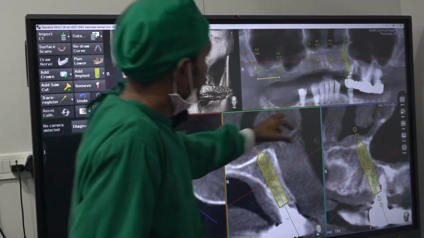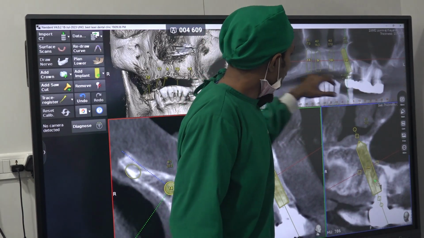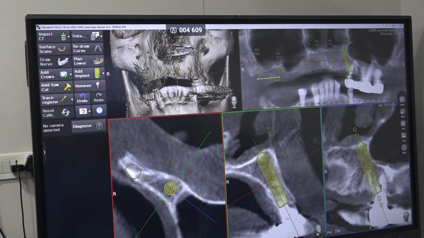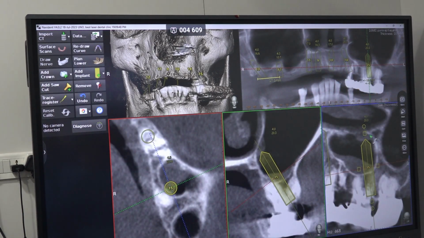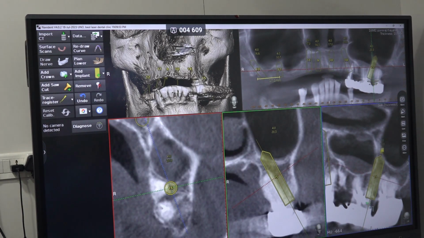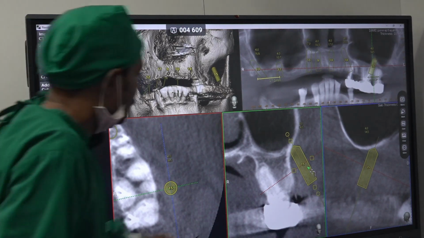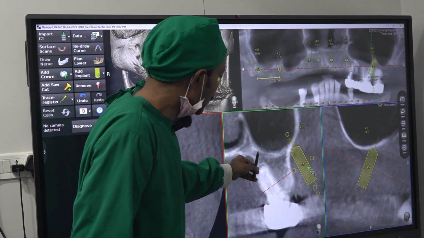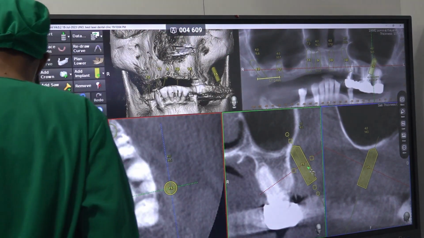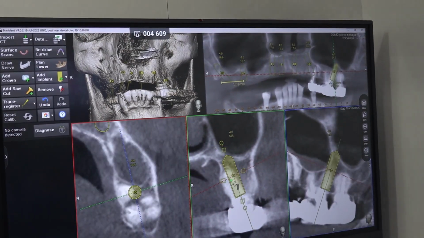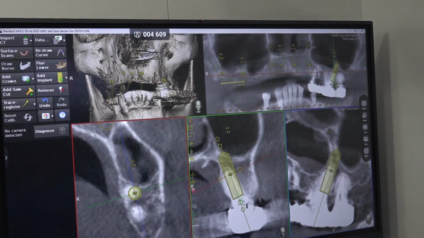See the difference between the sinus. Right, it is very much down here, but here, so in the palatal socket of 6, some good bone is there. Beyond the socket wall, there is some good bone, and till sinus floor you can reach. Okay, that is one option we can keep. 4.2 into 13 we can place.